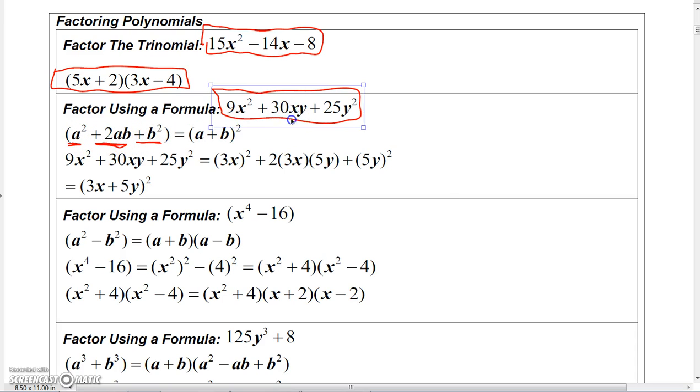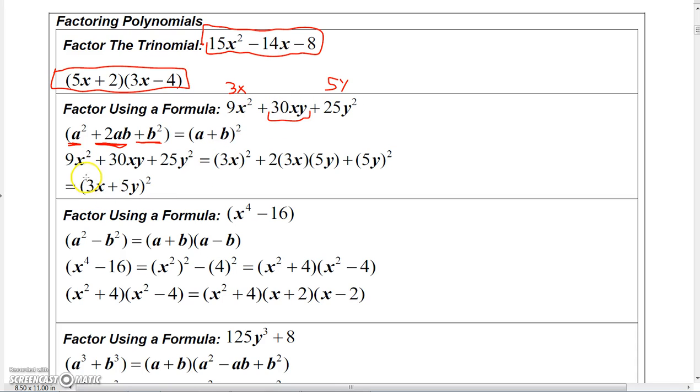So, if you take a look at this, what's squared to give me 9x squared? 3x, right? And what's squared to give me 25y squared? 5y. So what I have to do is multiply these together, 3x times 5y, and I get 15xy. And then I have to look at this middle term and see if that is double 15xy. And actually it is. It is double 15xy.